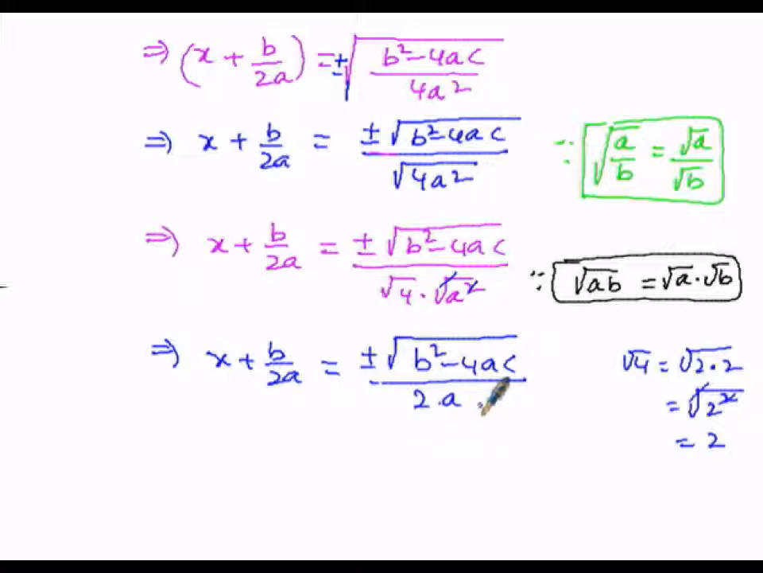So, that implies I want only the value of x. Now x equals, so when plus b by 2a is transposed over to the right hand side, it becomes minus b by 2a. Then this is plus or minus root of b square minus 4ac overall divided by 2a.